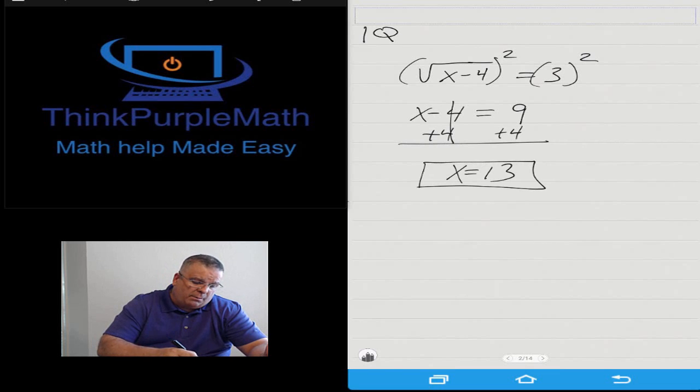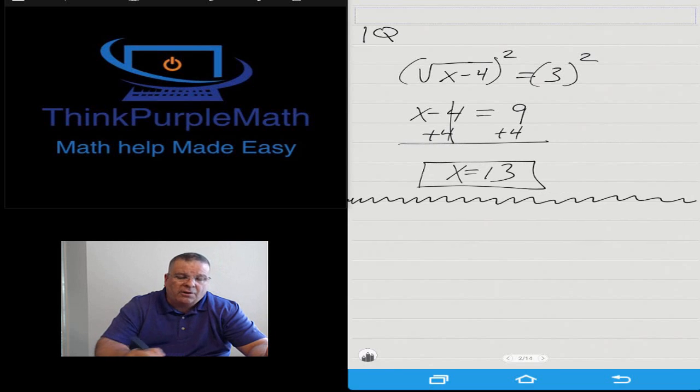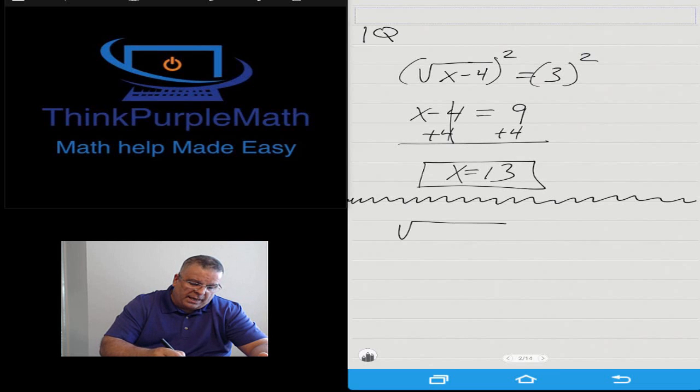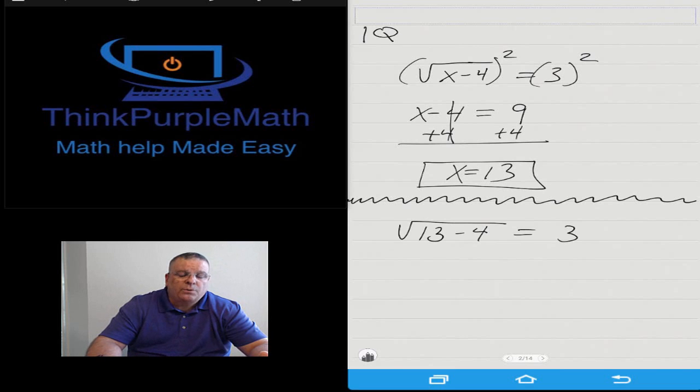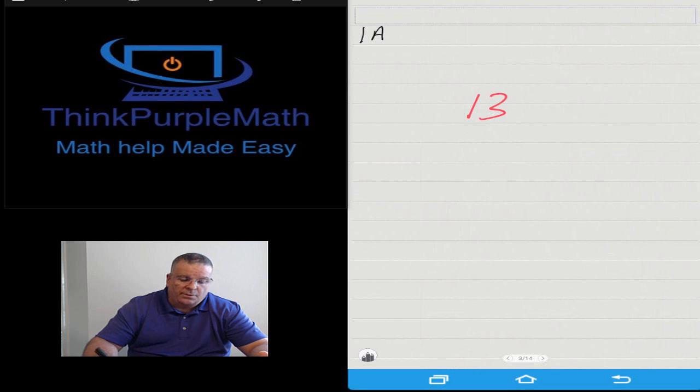What I'm going to do with the first problem, and only the first problem, is check it by plugging back in, or substituting our answer back in the equation, to see if it makes sense. So we're going to put 13 back in the square root in place of x and make sure that it checks. We have the square root of 13 minus 4 is equal to 3. If we apply the order of operations, 13 minus 4 is 9, and the square root of 9 is in fact 3. So that does check. The answer does make sense. So the answer is 13.